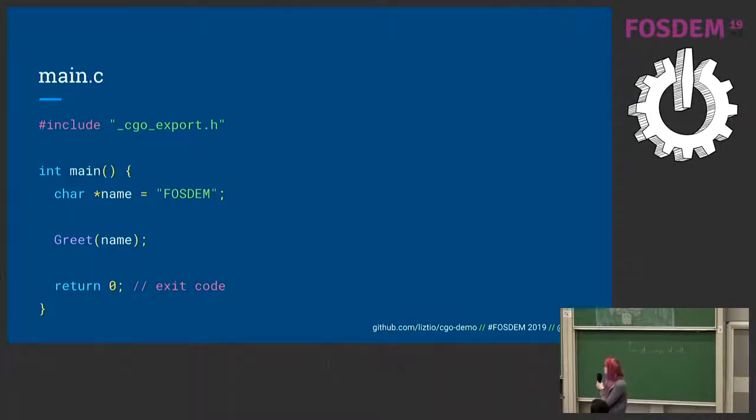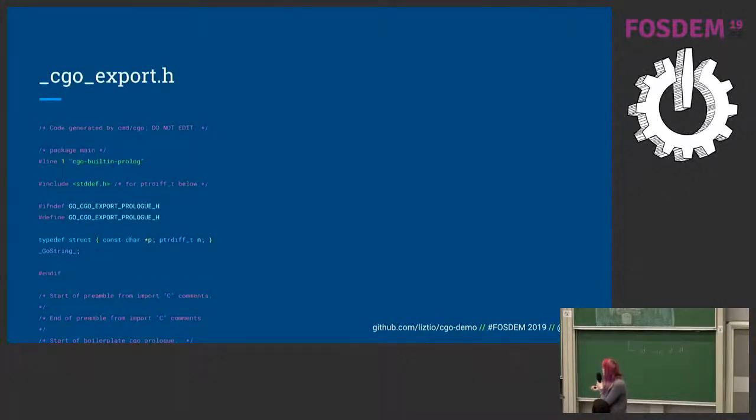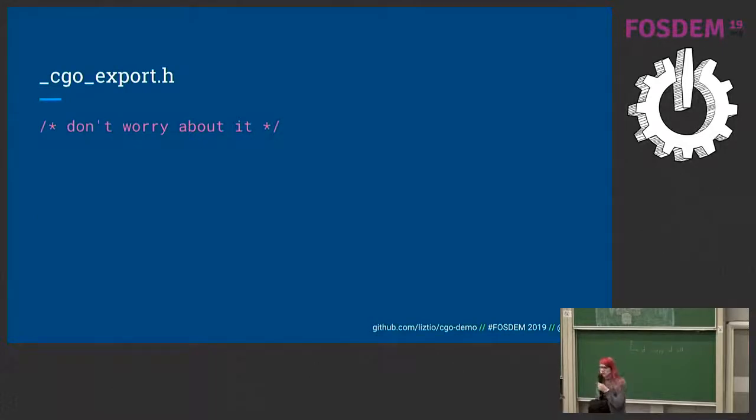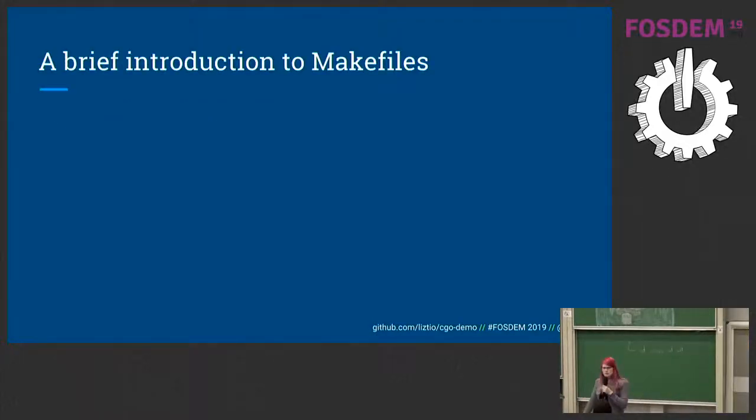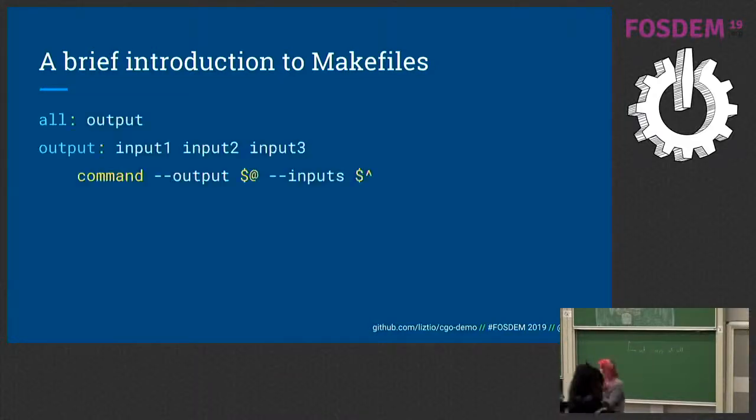Now, here's what it's going to look like when we actually use it. You remember those header files I told you about with C? Well, we're going to define our own header files. Now let's take a look at it. Don't worry about it. It's technically text, but treat it as a binary file. Don't look at it. I'm going to give you a brief introduction to makefiles because you're not going to be able to avoid it. I'm sorry.